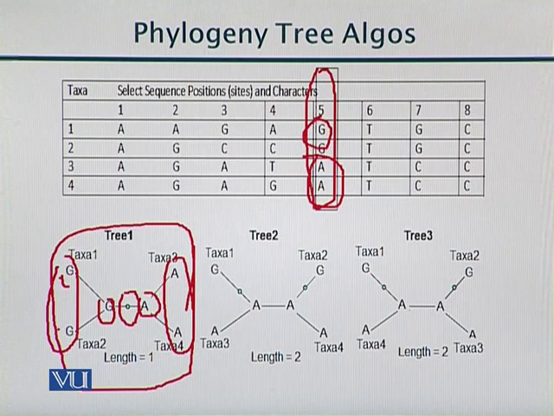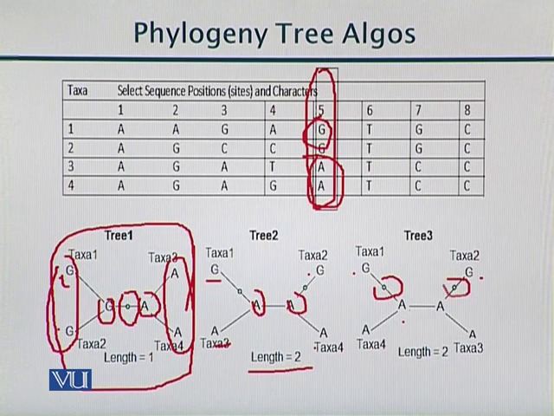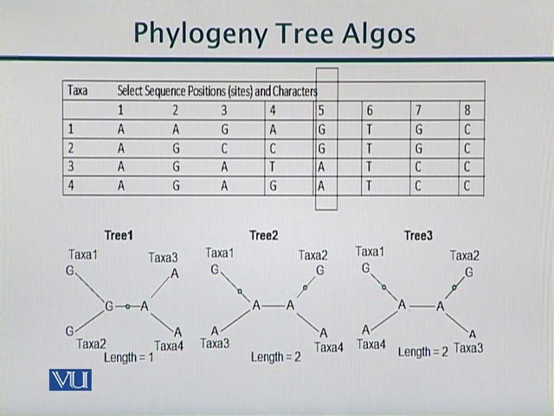The second one is basically a combination of again those two G's shown here and those two A's shown here, and then we have A in common between these two, and this tree is of length 2. Finally, the third tree again shows two G's here, but now we again have these A's, and the length of this tree is again 2. So this is how we make phylogenetic trees for the fifth site.